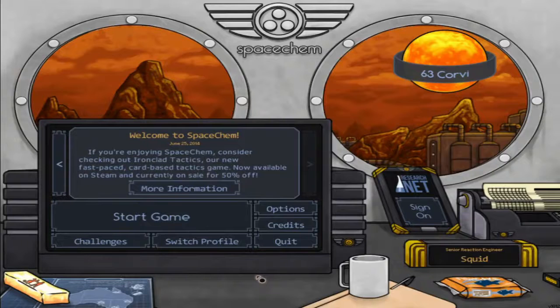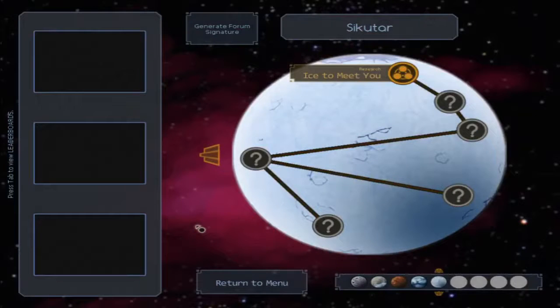Welcome back to SpaceChem. In the last episode we fought the boss of Alkanost, which is the giant floating pyramid, and upon killing it, we were transferred here to Sikutar, an icy planet, and let's just dive right into the research level, shall we?